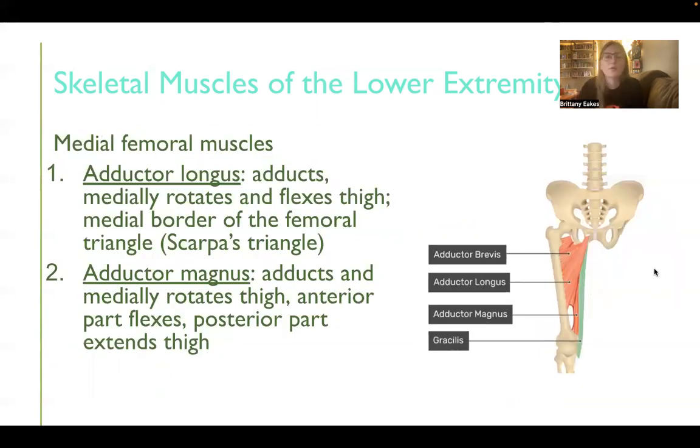The medial femoral muscles will include the adductor longus, which will adduct and medially rotate and flex the thigh. And it is the medial border of the femoral triangle. So, or the Scarpa's triangle. So referring back to embalming to find that femoral artery, femoral vein. And then we have the adductor magnus. So you'll see both of these have the name adductor in them, and that's referring to the action that that muscle produces. So the adductor magnus will adduct and medially rotate the thigh. The anterior part will flex and the posterior part will extend the thigh.